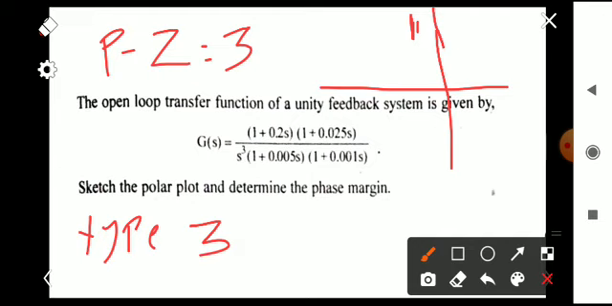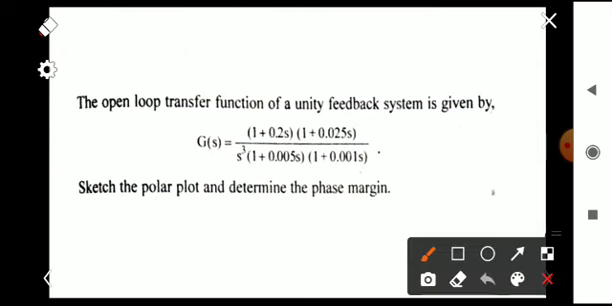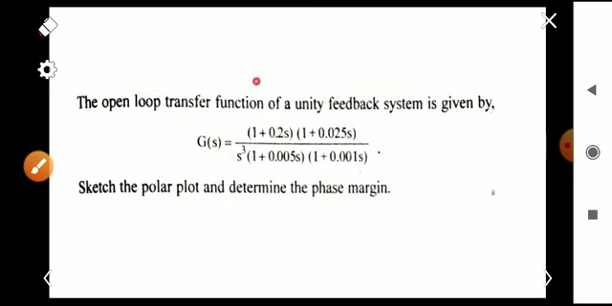So for a type 3 system, the polar plot will start from this side, and for a p minus z value of 3, it will end in the second quadrant at the origin. The approximate polar graph will be like this.